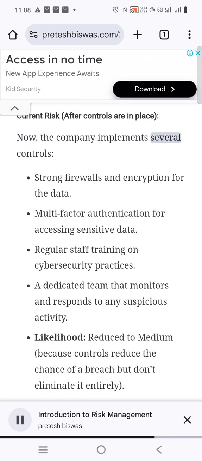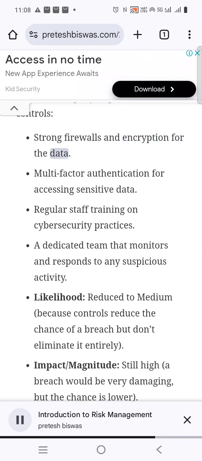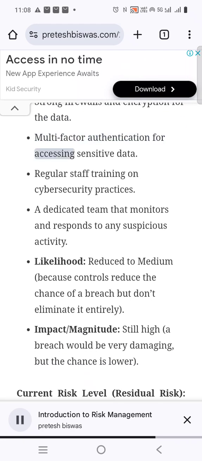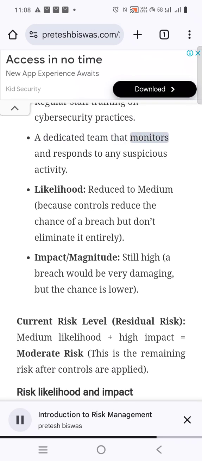Now, the company implements several controls. Strong firewalls and encryption for the data. Multi-factor authentication for accessing sensitive data. Regular staff training on cybersecurity practices. A dedicated team that monitors and responds to any suspicious activity.